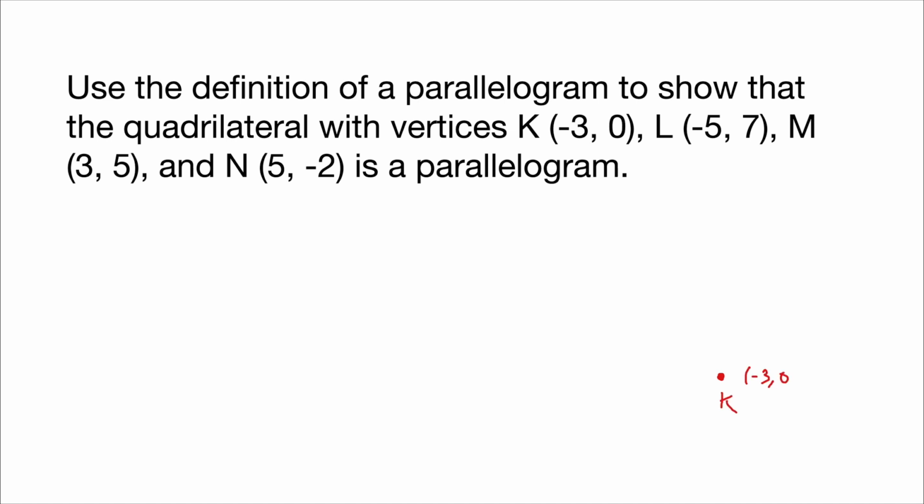-3, 0, that's K, -5 and up 7, so that's L. Okay, so 1, 2, 3, 4, 5, 6, and up 5. M is at 3, 5, and N is going to be at, so let's see. Oh wait, sorry, that's a little bit lower. 5, -2. All right, so this is not the image I initially thought it was, but it does actually work.